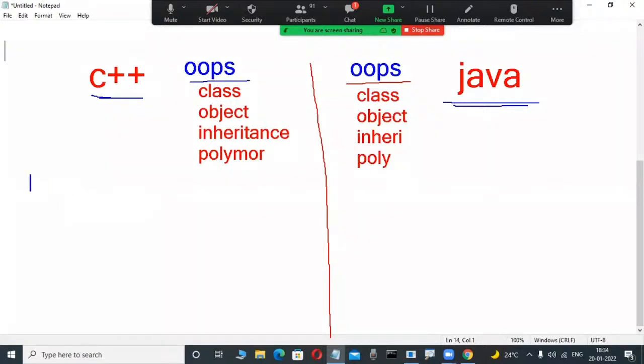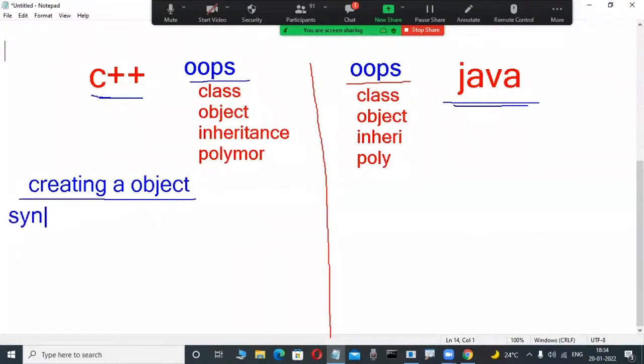Suppose in C++ I want to create an object from a class, what is the syntax? Are there any technical people who have an idea? So many people have an idea. Creating an object from the class, what is the syntax in C++? Observe here. Yes, so many fellows have an idea.